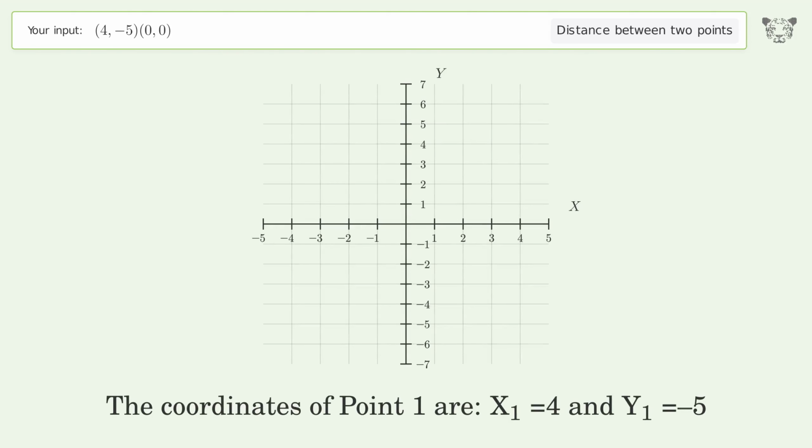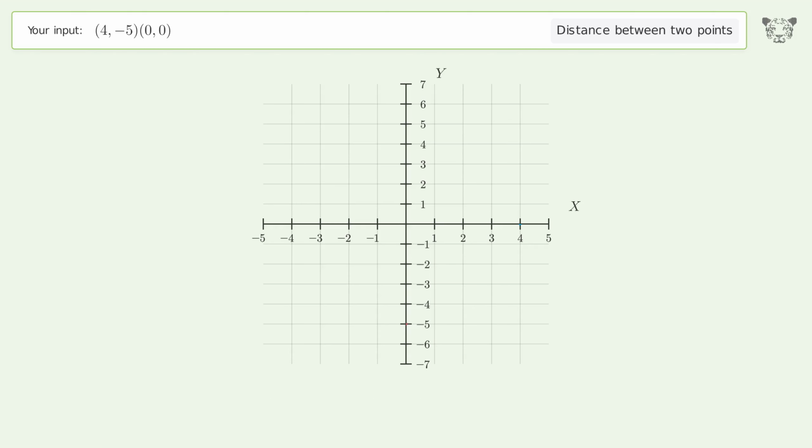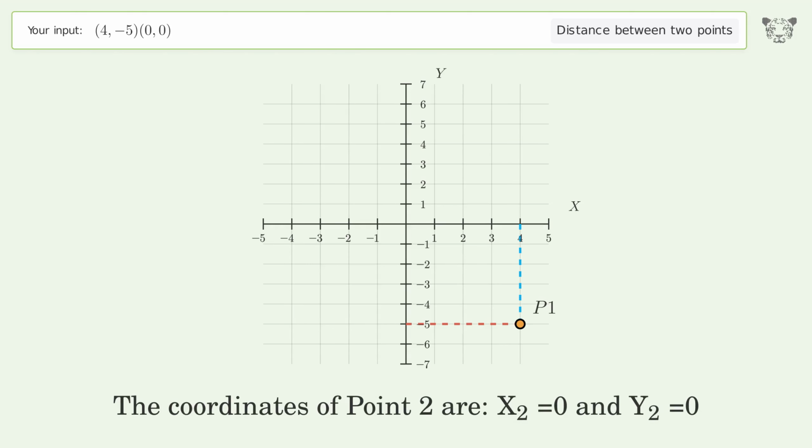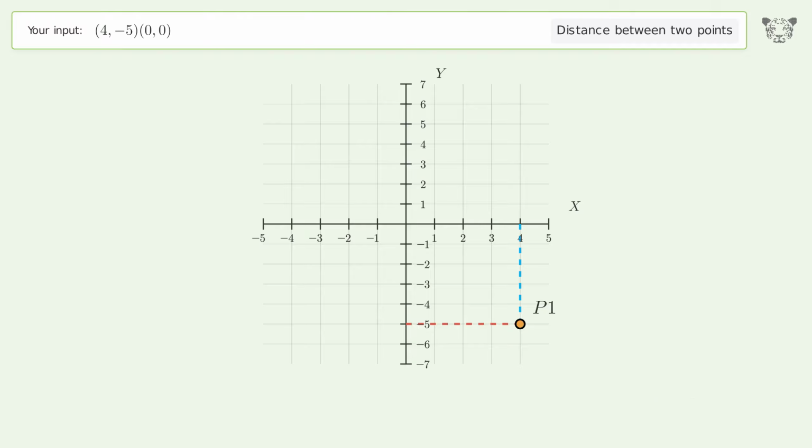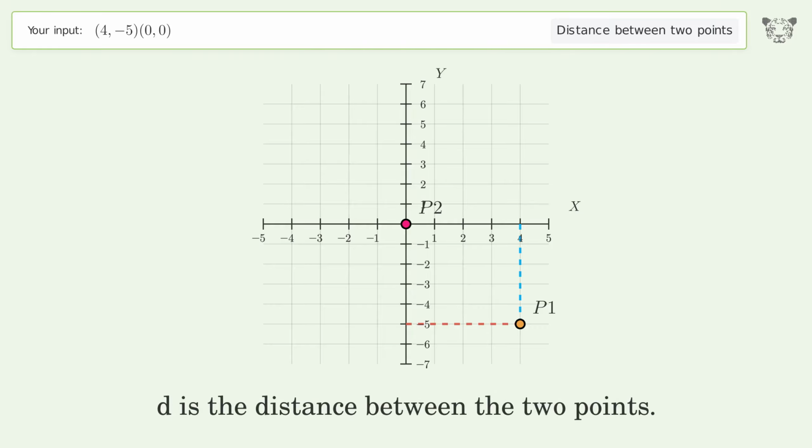The coordinates of point 1 are x1 equals 4 and y1 equals -5. The coordinates of point 2 are x2 equals 0 and y2 equals 0. D is the distance between the 2 points.